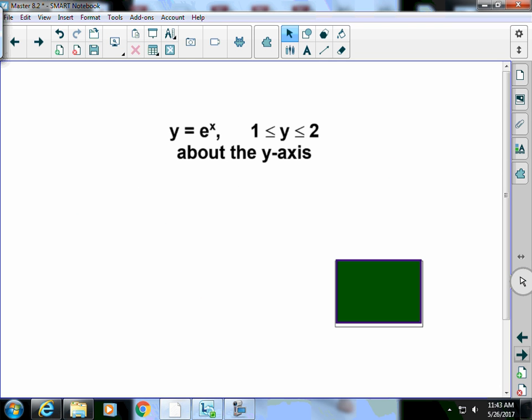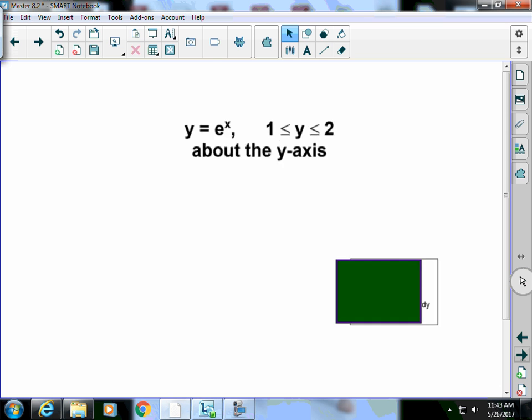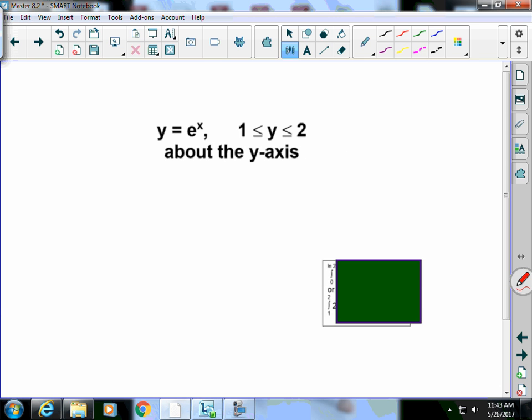All right, so now I'm going about the y-axis. Oops, I'm going about the y-axis, and I have everything in terms of x. So let's see what we have. If y is equal to e to the x, then I could say, in terms of x, and so I need to look at my limits of integration, right?